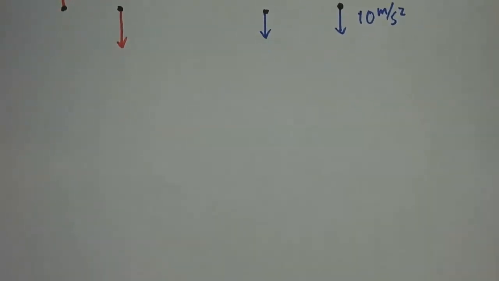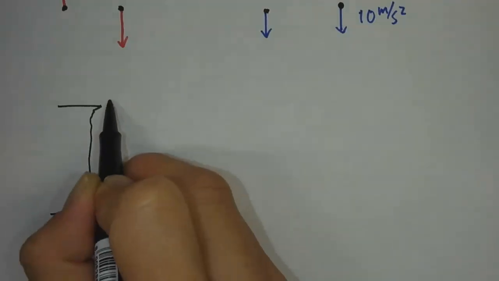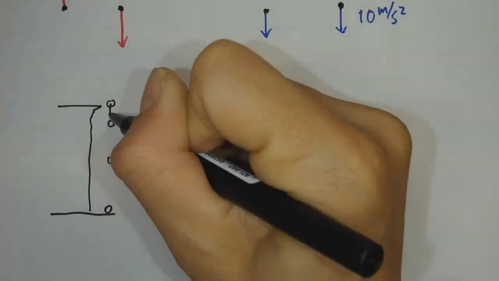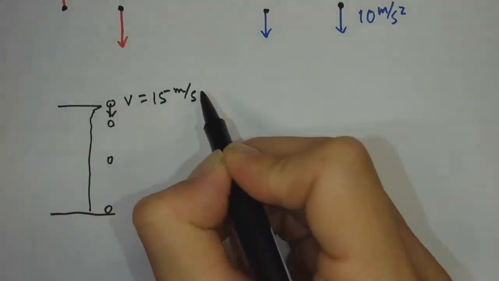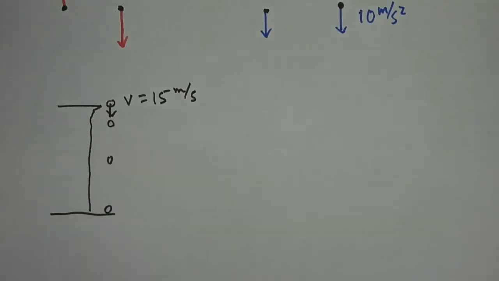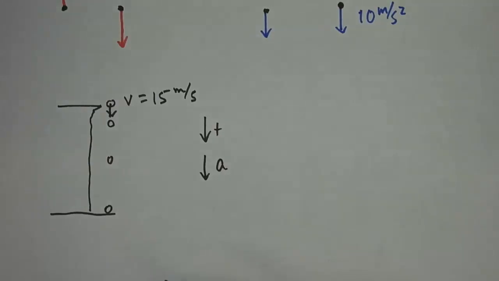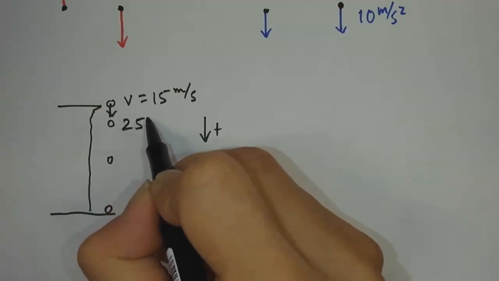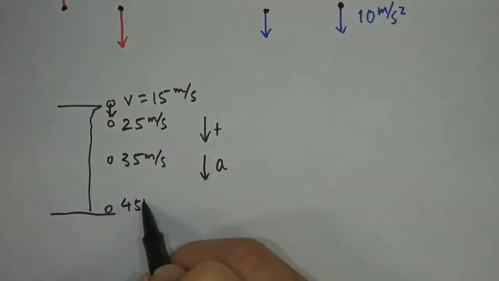Now let's take a look at a situation where you're throwing an object down the cliff. So you're going to throw it down with an initial velocity, so it is still going faster. Let's say this initial velocity was 15 meters per second. Okay, so what would the velocity be 1 second later? It still has an acceleration. Okay, let's make down positive. It still has an acceleration of 10 meters per second squared. So 1 second later, it's going to be 25 meters per second, and then it's going to be 35 meters per second, and then 45 meters per second.